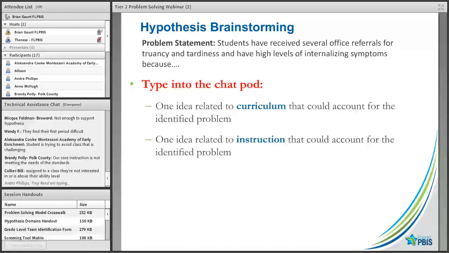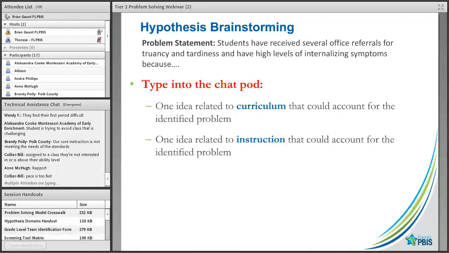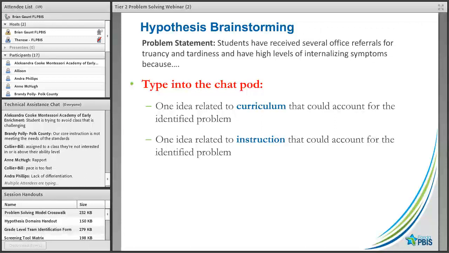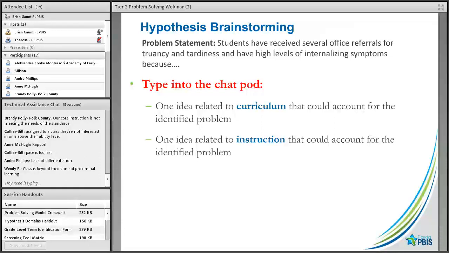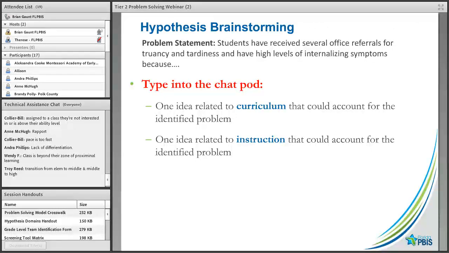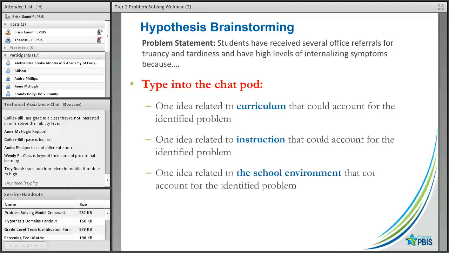And so I see some others are already talking about curriculum from before. Good. Core curriculum, not meeting the needs of the standards. Yeah. Assigned a class they're not interested in? Absolutely. Good. Yeah, I mean, personal preference is a big part in motivating student behavior. It also could be a matter of cultural relevancy as well. Cultural relevancy, the pace is too fast for the instruction. It's not differentiated, like Therese was saying as well, Andrea. Classes beyond their zone of proximal learning. So again, that frustrational level is occurring here. So all of these are absolutely the kinds of hypotheses that we could start to consider and then think about how we're going to validate that.